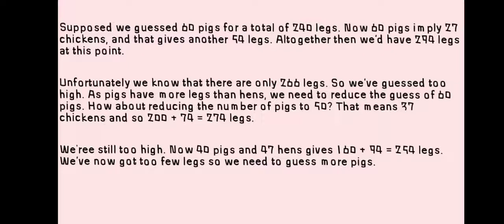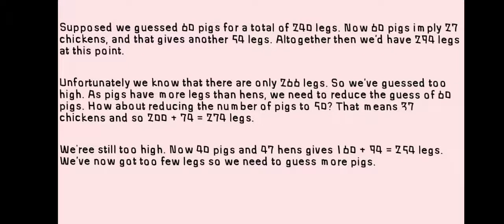How about reducing the number of pigs to 50? That means 37 chickens, and so 200 plus 74 is 274 legs. We're still too high. Now 40 pigs and 47 hens gives 160 plus 94 equals 254 legs. We've now got too few legs, so we need to guess more pigs.